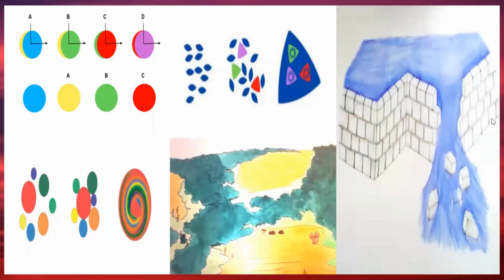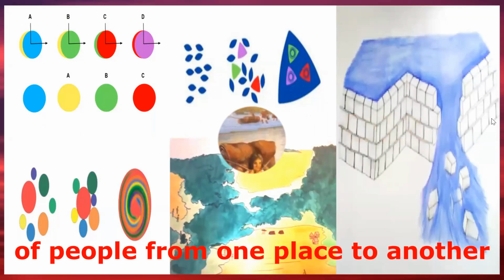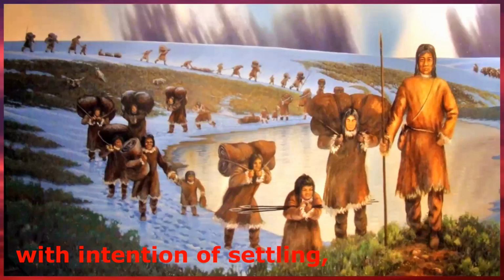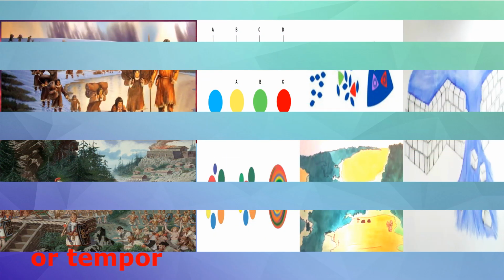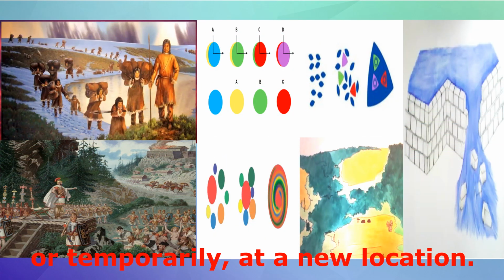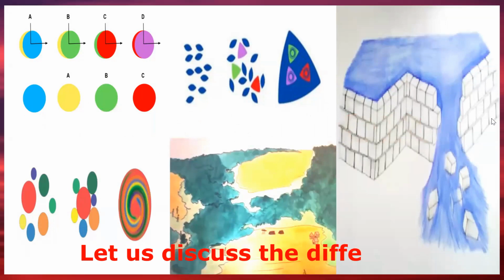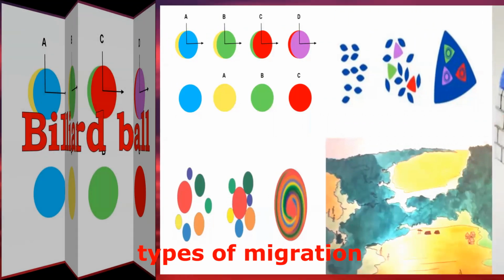Good day, everyone. Today, we are going to learn about migration. Human migration is the movement of people from one place to another with the intention of settling permanently or temporarily at a new location. Let us discuss the different types of migration.